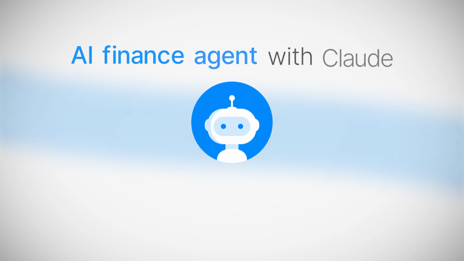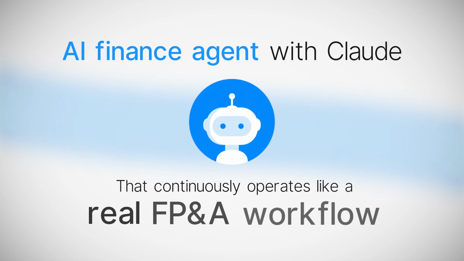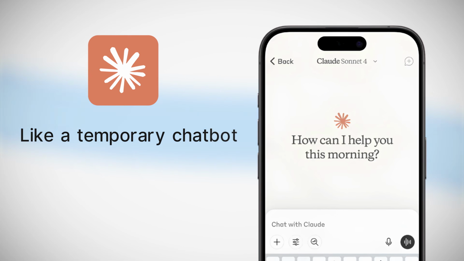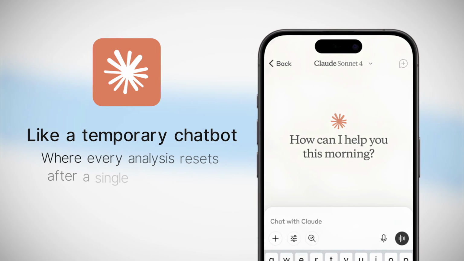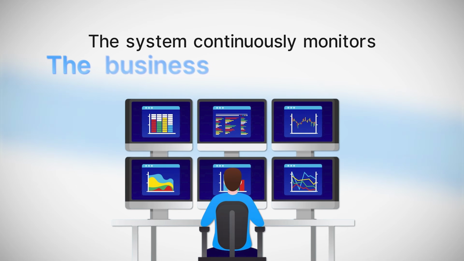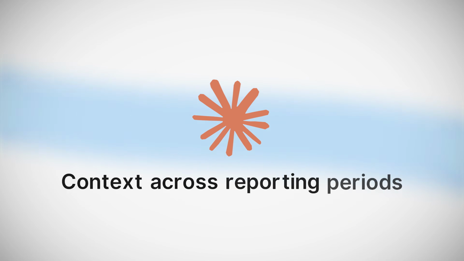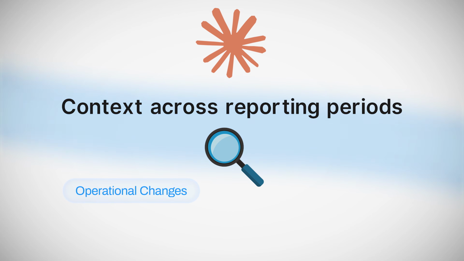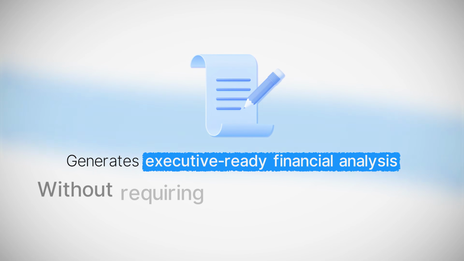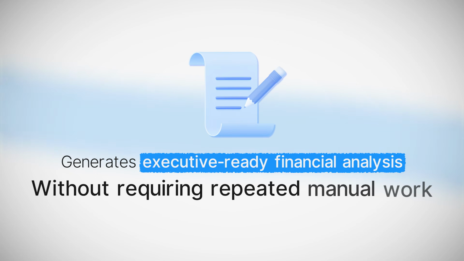I built an autonomous AI finance agent with Claude that continuously operates like a real FP&A workflow. So instead of using Claude like a temporary chatbot where every analysis resets after a single conversation, the system continuously monitors the business in the background. It maintains context across reporting periods. It identifies operational changes and risks all automatically, and then generates executive-ready financial analysis without requiring repeated manual work.